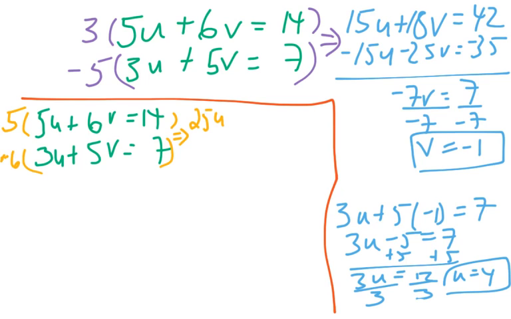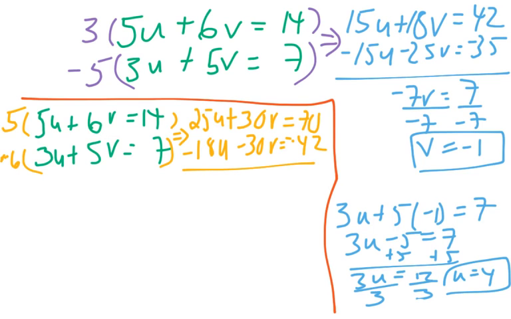5 times 5 is 25, 5 times 6 is 30, and 5 times 14 is 50 plus 20, which is 70. On the bottom, we have negative 18u minus 30v equals negative 42. And now, when we add them, the v's are going to be eliminated. 25 minus 18 is 7u. And then we have 70 minus 42, so 70 minus 40 is 30, and then we're going to subtract 2 more, which is going to give us 28, and then divide both sides by 7.